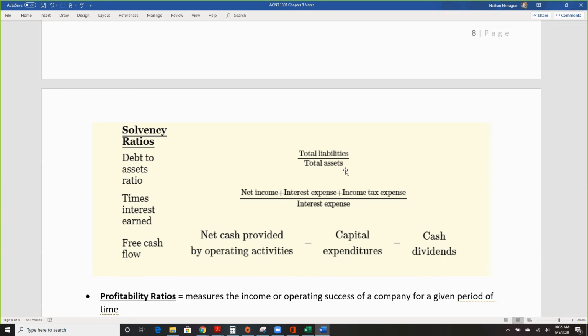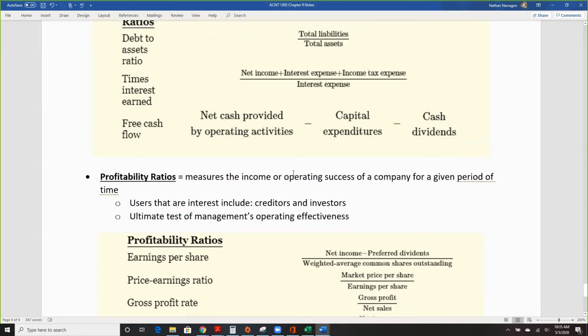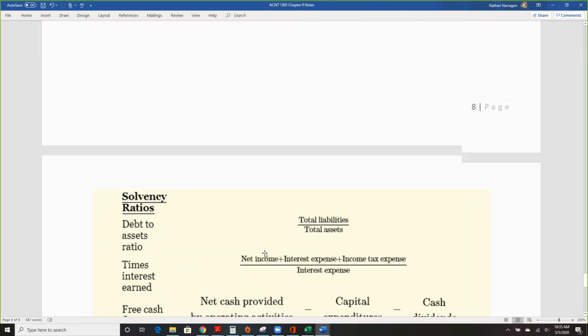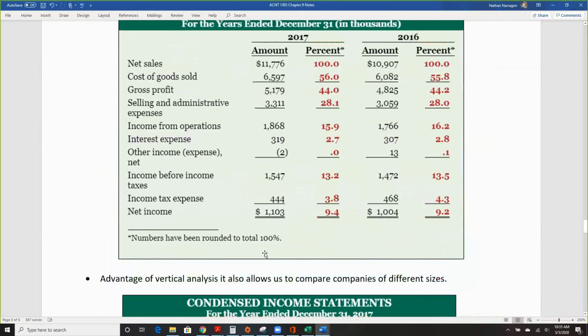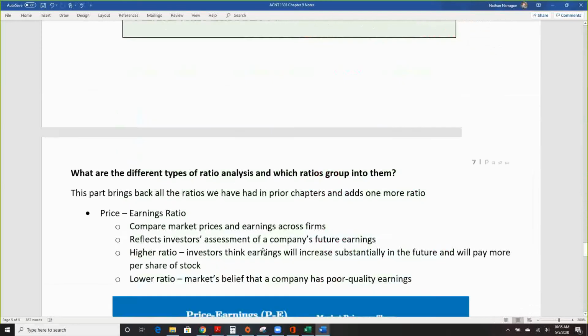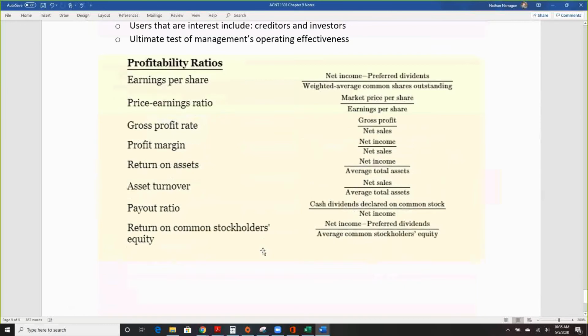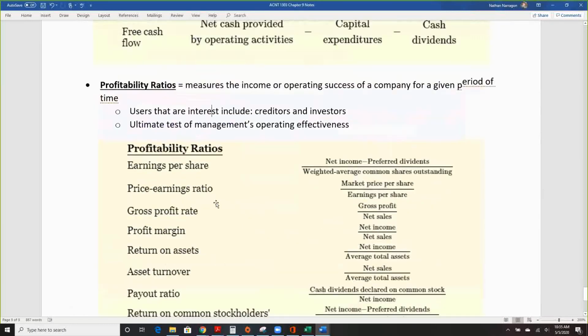The last batch of ratios that we went through is known as the profitability ratios. And these again measure the income or operating success of a company for a given period of time. So these are more used in what we've done in Chapter 9, especially up here with the vertical and the horizontal analysis. We use a lot of times these profitability ratios in those. And there's our new one too.